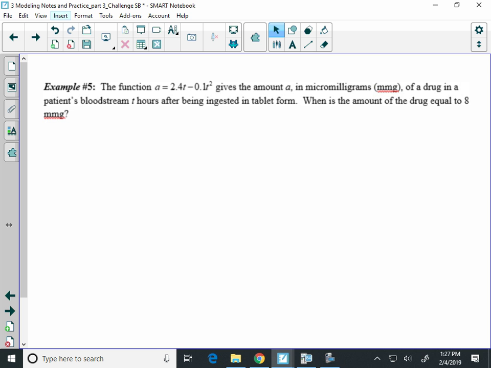So it gives the amount of a medicine that's in your bloodstream. That's measured in micromilligrams, and it's the number of hours after you take it. So like you take an ibuprofen or an aspirin, and after a certain amount of time, the amount of medicine in your body wears off. So when is the amount of drug equal to 8 micromilligrams? How should I set up this equation? Where does the 8 go? And for A, because A is the amount, we want to know when is the amount equal to 8.